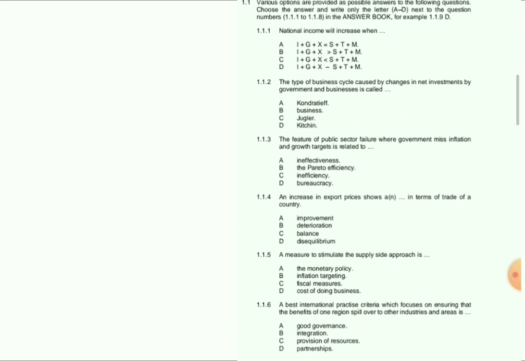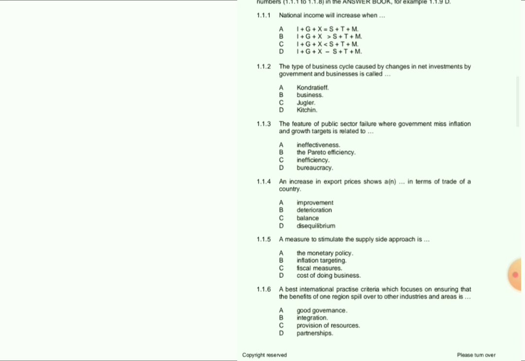But let's start. Question 1. Section A. Various options are provided as possible answers to the following questions. Choose the answer and write only the letter A to D next to the question numbers 1.1.1 to 1.1.8 in the answer book. For example, 1.1.9 is D. They will give you an answer book when you are writing in September, you will see it.